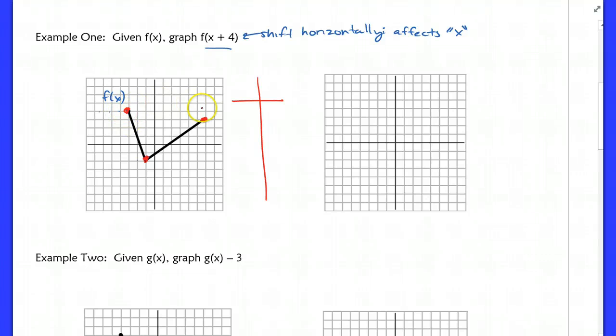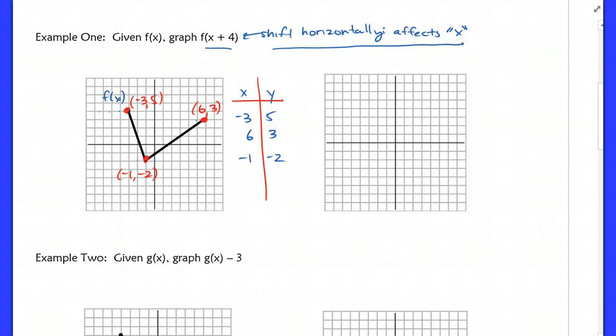So if I were to figure out the coordinates, this would be -3, 5, -1, -2, and 6, 3. Okay, so I'm going to write out my table here with x and then y, and write down each of these points. Now, I know that, again, this shifts it horizontally and it affects the x coordinate.